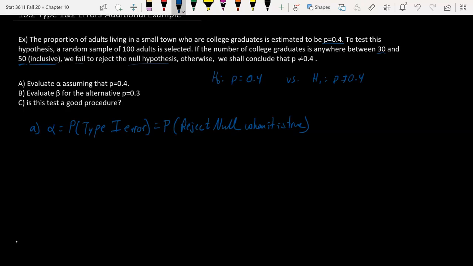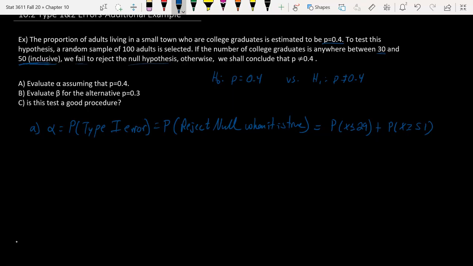So let's take a look at this. What are we given here? We are given a range between 30 and 50 inclusive. We fail to reject when it's inside of that. So when do we reject the null hypothesis? We reject it outside of the 30 to 50 window. So we could be less than 30. Since we're talking about people here, this is a discrete random variable, so less than or equal to 29. Or greater than 50. And again, because we're talking about the number of people, greater than 50 is the same thing as being greater than or equal to 51. All right. These are binomial probabilities.